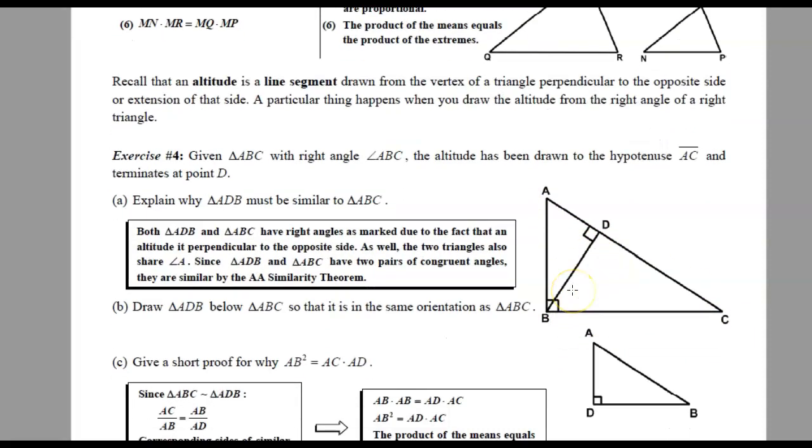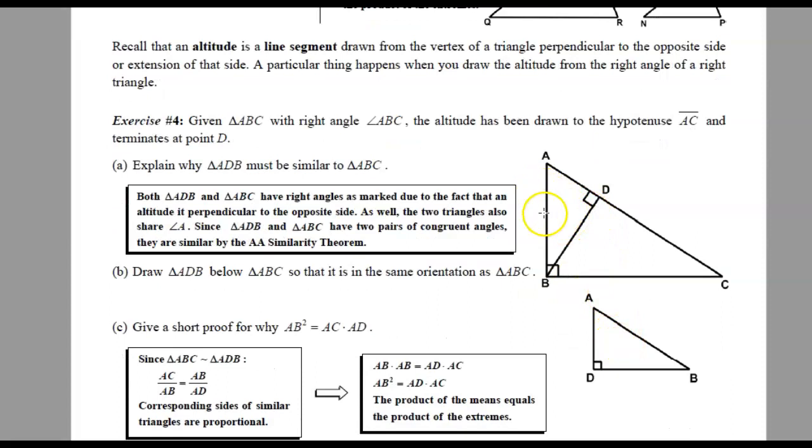So to draw it with the same orientation, all I want to do is take triangle ADB and reflect it so that it looks like triangle ABC. Same orientation means make it look the same. All right. And so now what we can see is that there are corresponding sides. AB corresponds to AD, and AC corresponds to AB. So that segment AB occurs in both triangles. However, in the original large triangle, it's a leg. In the new triangle, it's a hypotenuse. So it corresponds to different segments.